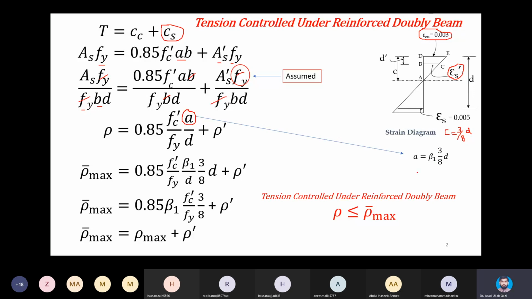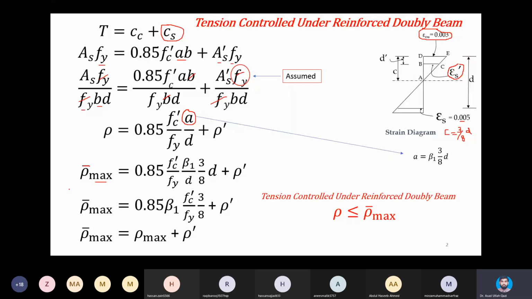Now when I will substitute A with this particular A, which is corresponding to 0.005 strain in the tension steel, I am allowed then to put a subscript over here, that it means in a doubly beam, this will correspond to a rho which is satisfying the rho max conditions, because we have considered that subscript max in a way that that is the maximum allowed reinforcement ratio, which will give us 0.005 strain on the tension side. In order to differentiate it from the singly beam, I will put a bar on top of it. So this bar will tell us that we are actually talking about a doubly beam.